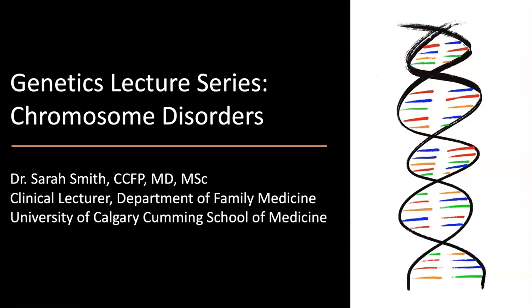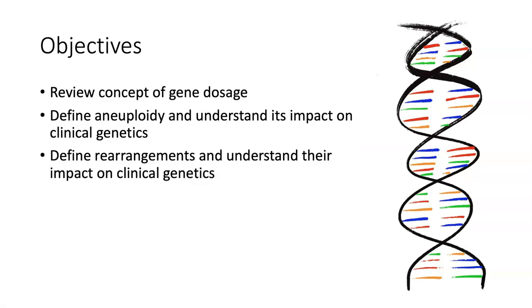Today we're going to discuss how large-scale changes to chromosome structure and number can result in a clinical disease. The objectives for today's podcast are to review the concept of gene dosage and to define aneuploidy and rearrangements and understand both of their impacts on clinical genetics.